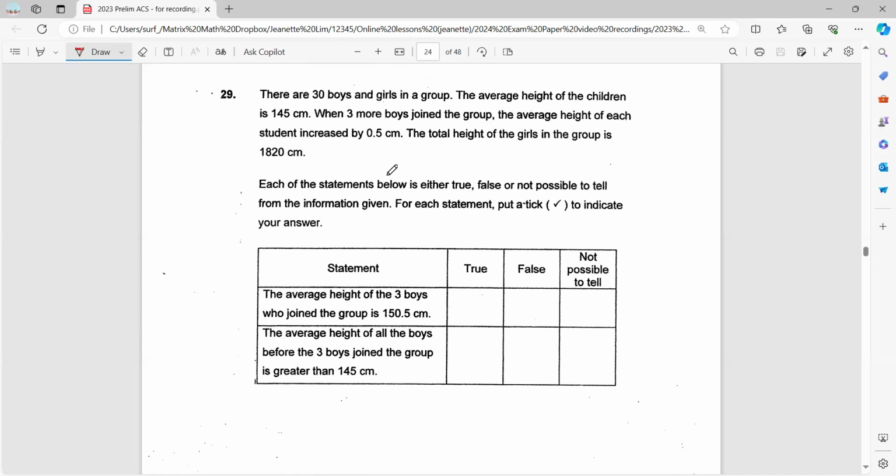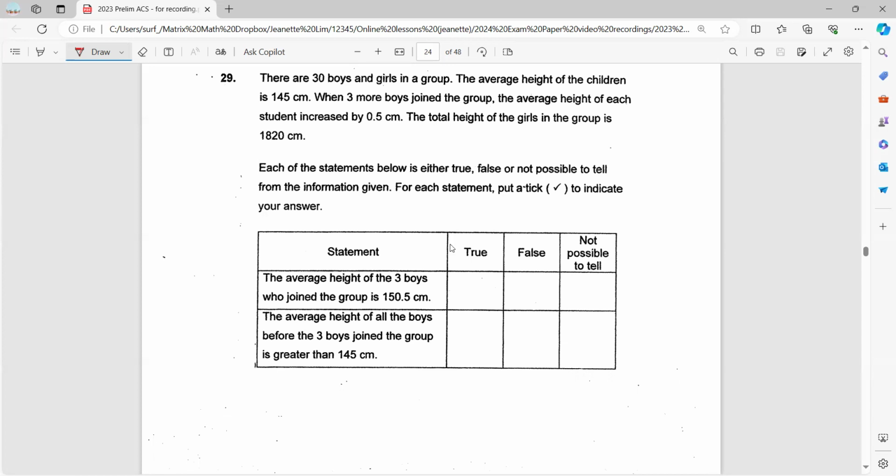Okay, so the first one says that the average height of the 3 boys is 150.5. Okay, let's look at the boys. We have the average height of the children, so you can actually find the total height of the children. Then when the 3 boys join, the new average increased by 0.5. So I can find the total of the original 30, then find the total of the new 33 students, find the difference, and then find the average.